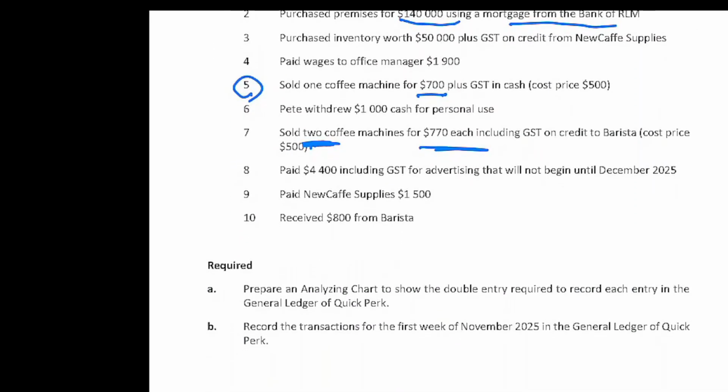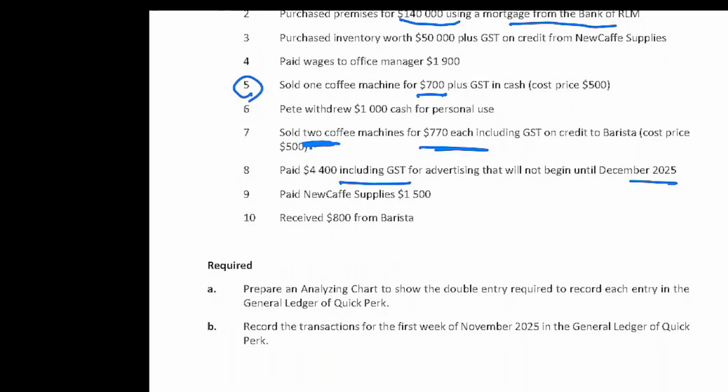Number 8. Paid 4,400 including GST. Make sure it is including GST. That means how much is the GST? 400. Advertising will not begin until December. What is it then? Very good, excellent. Prepaid advertising.